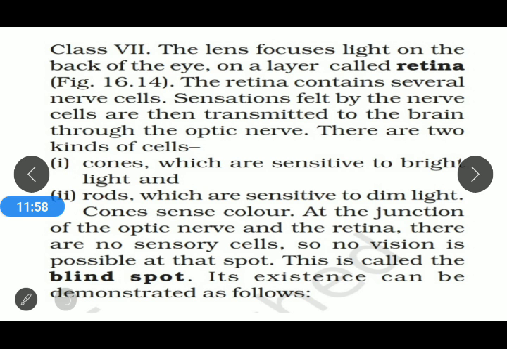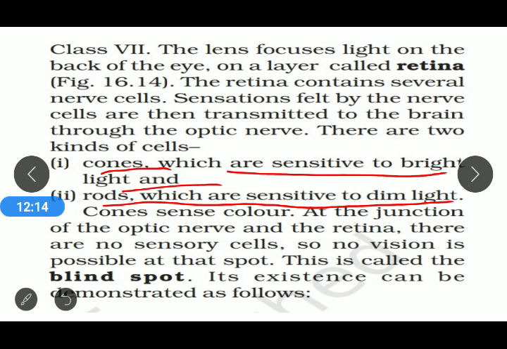Now in optical nerves, we have two varieties of nerves or cells. Number one, they are called cones, which are sensitive to bright light, and there are other nerves called rods, which are sensitive to dim light. Cones are also sensitive to colors. Cones are sensitive to bright light and colors, and rods are sensitive to dim light.